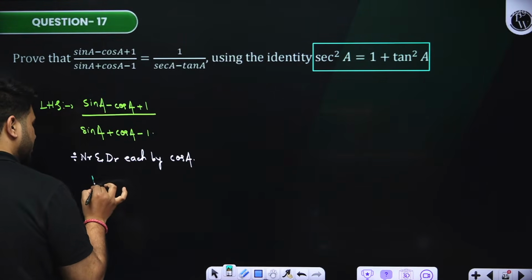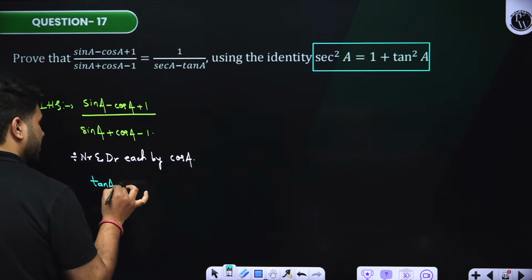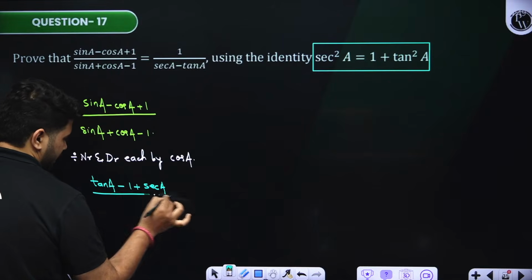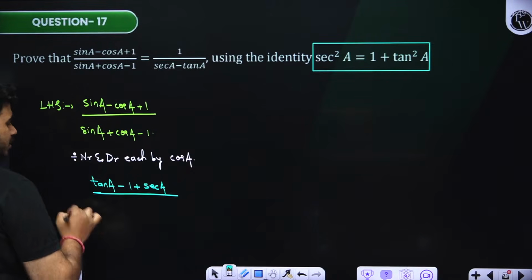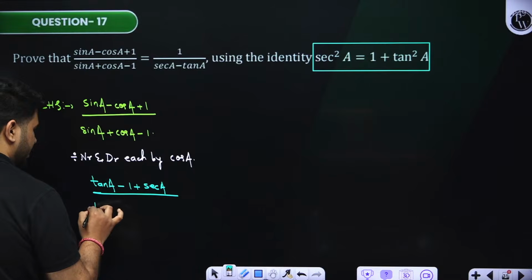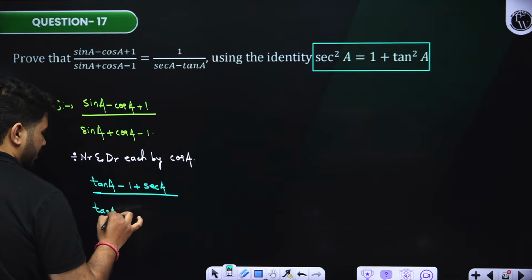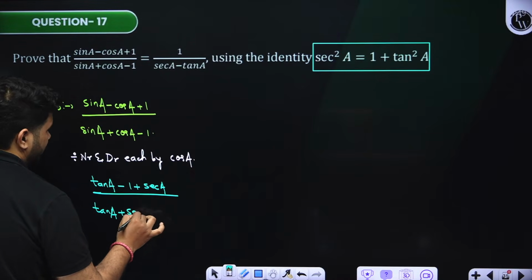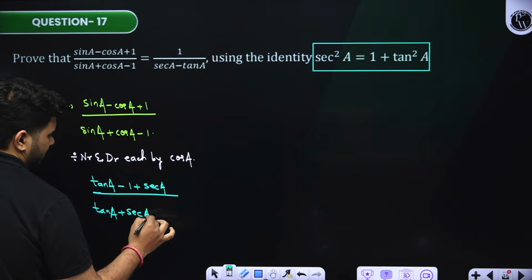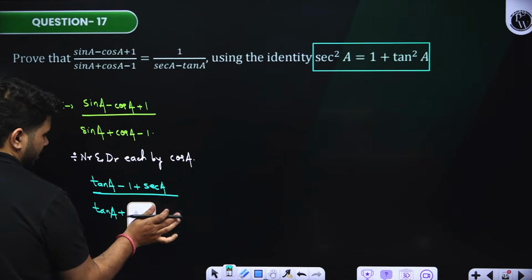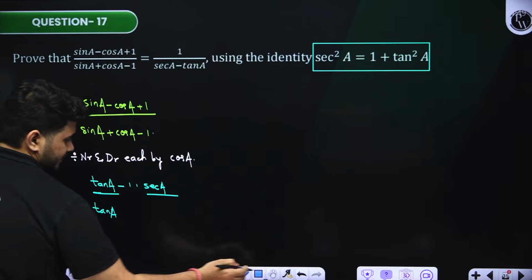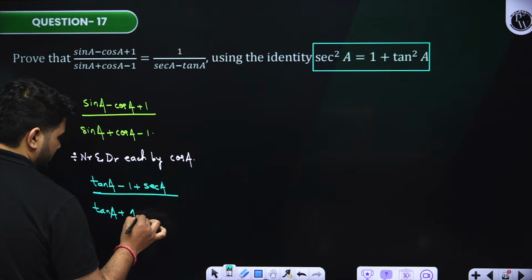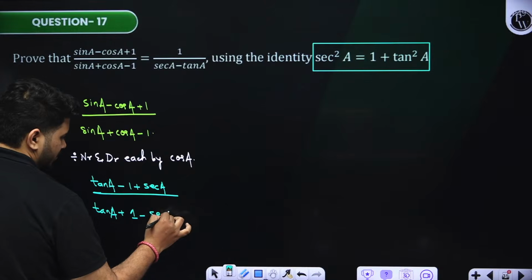Sin A by cos A is nothing but what? Tan A minus 1 plus we have 1 by cos A is nothing but what? Secant A divided by, here also if you observe we have nothing but what? Sin A by cos A is tan A. Okay, tan A plus secant A minus, sorry, tan A, cos A by cos A becomes 1, minus 1 by cos A is nothing but what? Secant A over here. Clear?